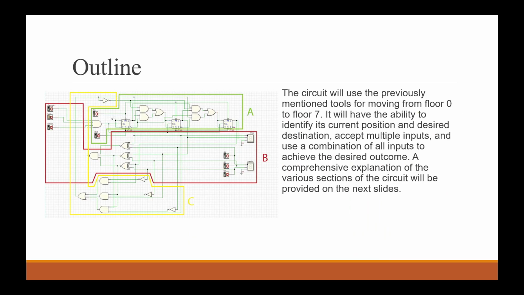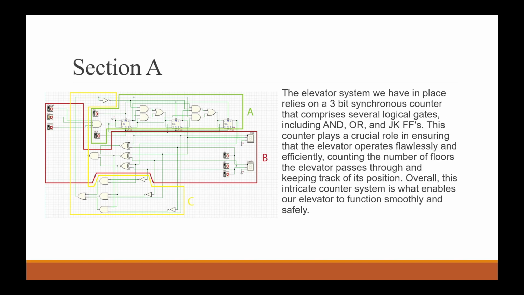The outline for our project: the circuit will use the previously mentioned tools for moving from floor 0 to floor 7. It will have the ability to identify its current position and desired destination, accept multiple inputs, and use a combination of all inputs to achieve the desired outcome. A comprehensive explanation of the various sections of the circuit will be provided on the next slides.